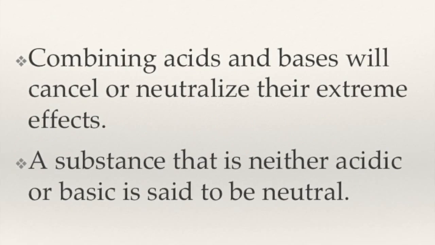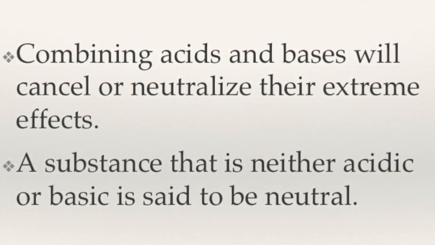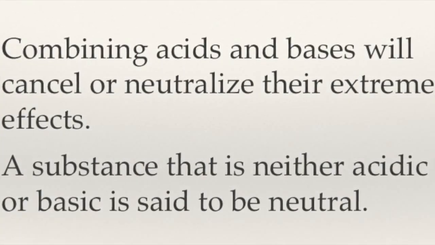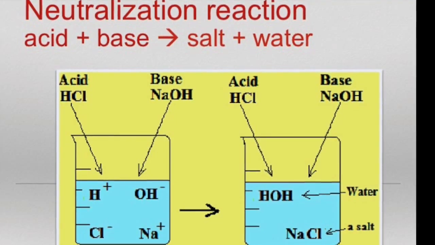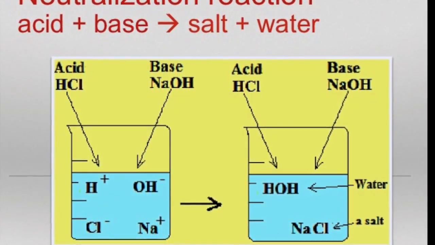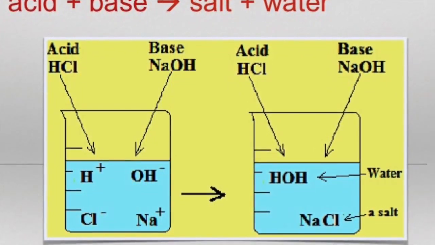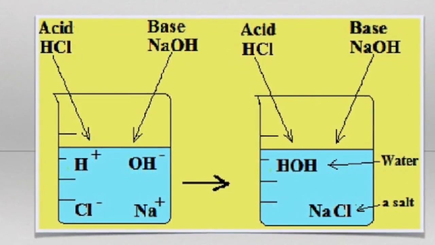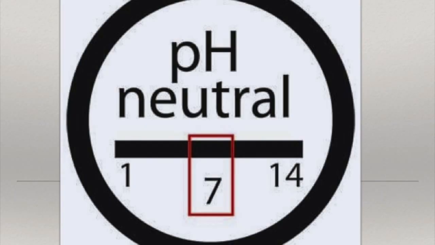If there are exactly the same number of hydrogen and hydroxide ions in the solution, there will be no leftover hydrogen ions or hydroxide ions. When there are no excess hydrogen ions or hydroxide ions, the solution is said to be neutral. This generalized chemical equation is called a neutralization reaction. Any acid plus any base produces a salt plus water. The term salt simply means an ionically bonded chemical combination of a metal and a nonmetal. There are lots of salts. This one in the example just happens to be common table salt, NaCl.